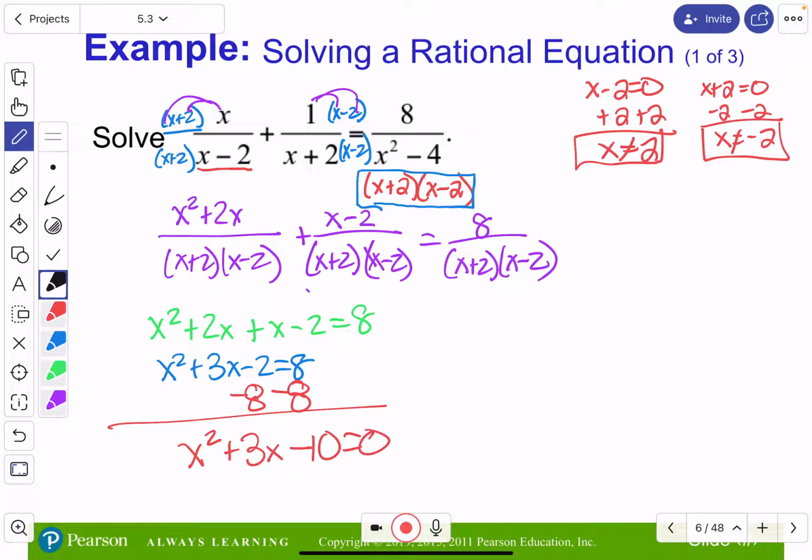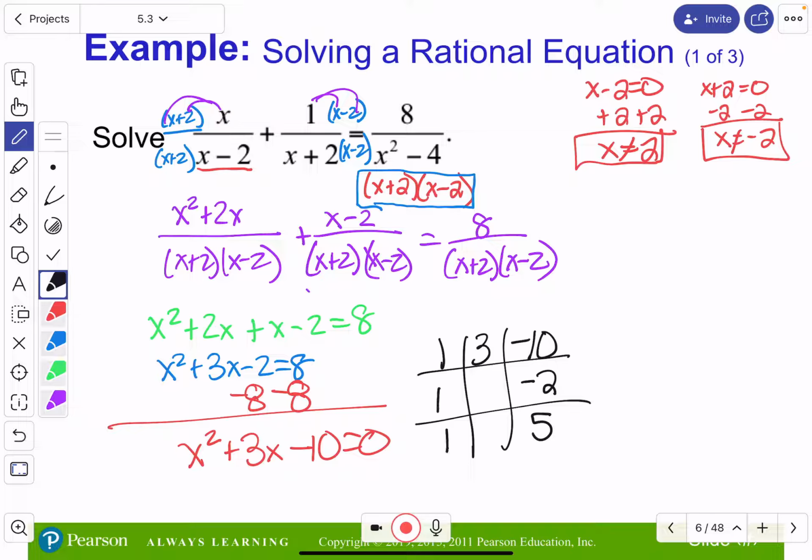Then we could tic-tac-toe this. So we have 1, 3, -10. So our choices are 2 and 5. So we'd want a -2 and a +5 to get our 3. Common denominator, greatest common factor, multiply across. We get x minus 2 and x plus 5. So now we solve it just like a regular quadratic. Make each of these equal 0.